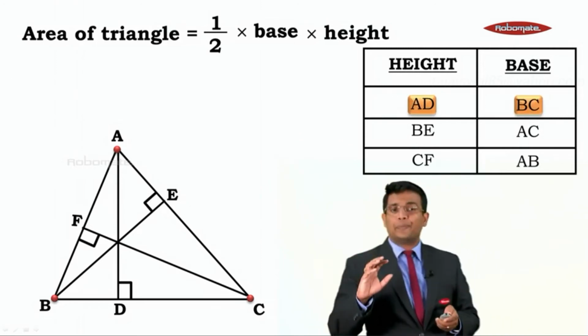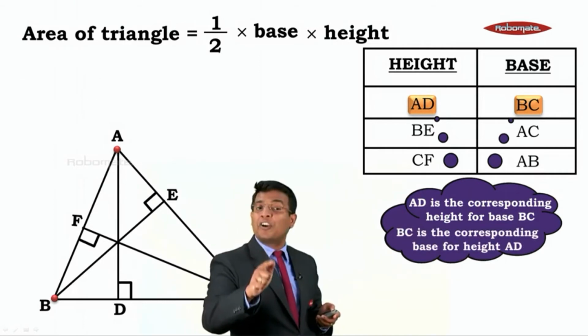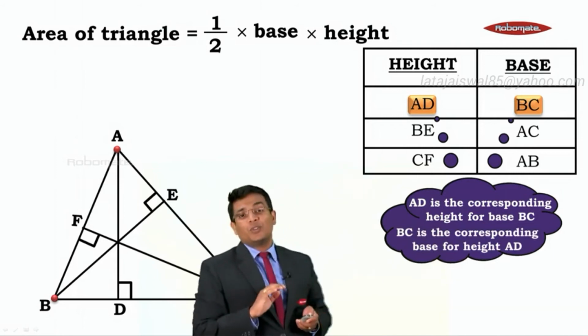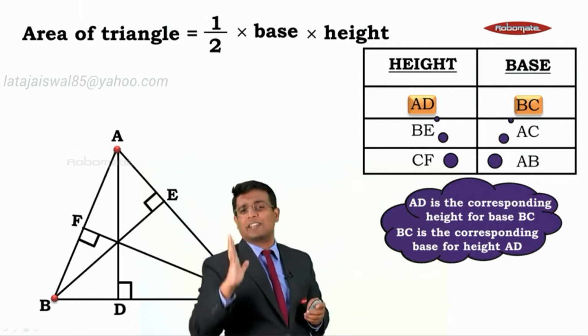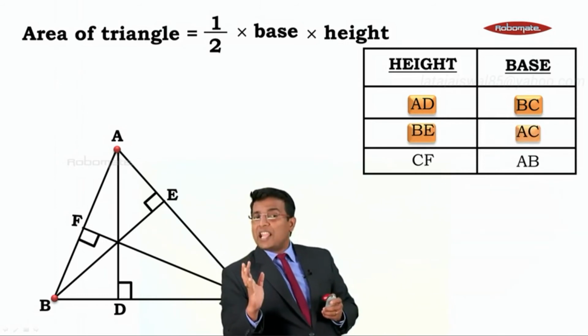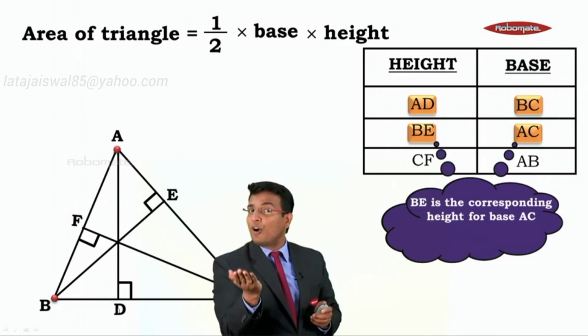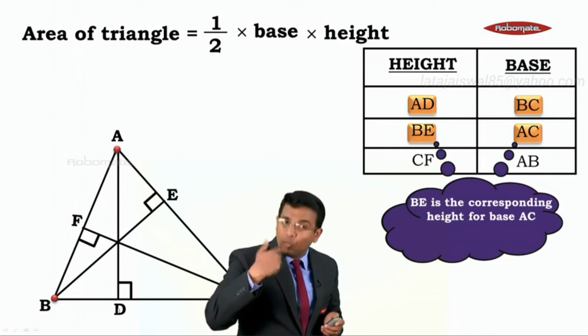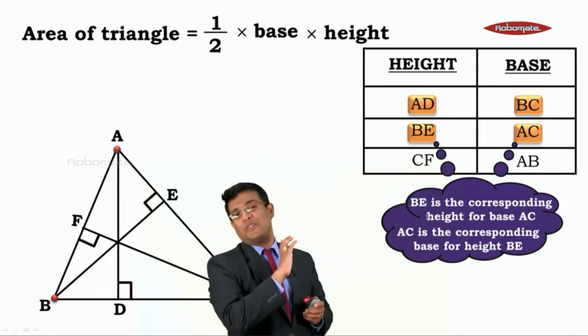Now in this case, understand AD is the corresponding height for base BC. Remember that. AD is the corresponding height for base BC, and conversely we can say that BC is the corresponding base for height AD. So they are the corresponding bases and heights of each other, right? Simple. This is what I want you to understand. Next one. Now when we see BE and AC, remember here, BE is the corresponding height for base AC, and conversely we can say that AC is the corresponding base for height BE. Beautiful. Is this much clear?